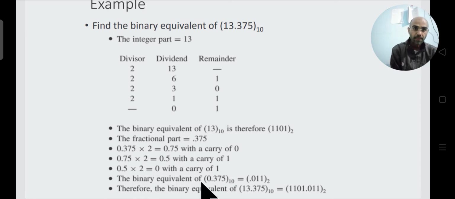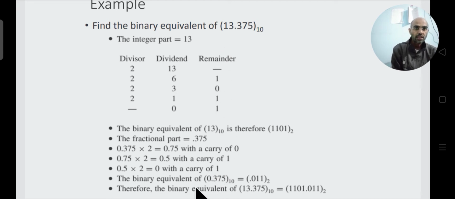Now the binary equivalent of 0.375 will be 0, 1, 1. Here we don't have to note down in the reverse order, but in the general order. So the general order will be 0, 1, 1. So the binary equivalent of 0.375 will be equal to 0.011.